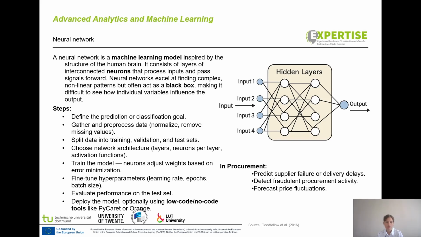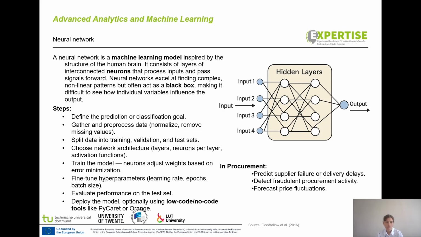A neural network is made up of layers and interconnected neurons, each transforming its inputs and passing the results to the next layer. During training, these neurons adjust connection weights to reduce prediction errors. This allows the network to capture very complex patterns in procurement data. But it also means it works like a black box. We can't easily see how weights are distributed or which variables matter most.